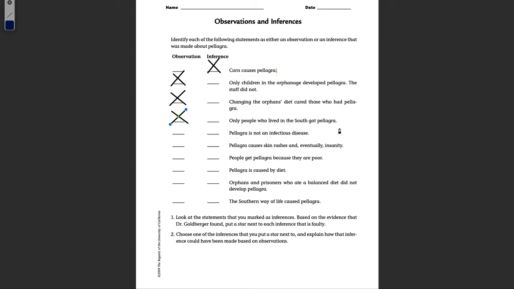About halfway done. Stay with me. Keep following along. Fifth statement: pellagra is not an infectious disease. Is that something that he was able to observe directly, or is that something that he was able to infer based on reasoning and evidence? Well, he was able to observe in these orphanages and prisons that the orphans and prisoners would develop pellagra, but the staff would not. So that's something that he was able to observe directly. Now, based on that evidence, he was able to conclude that pellagra is not an infectious disease. So that would actually be considered an inference.